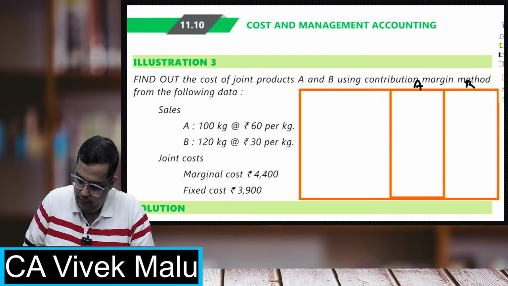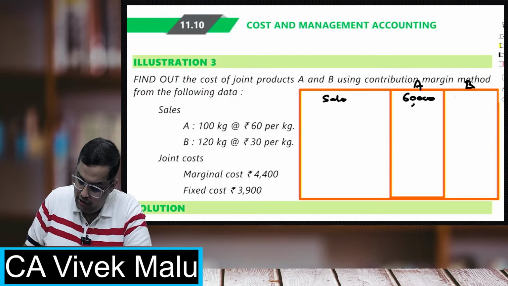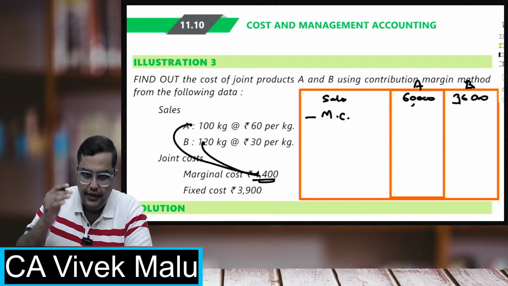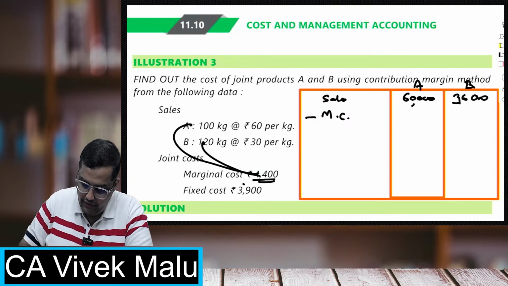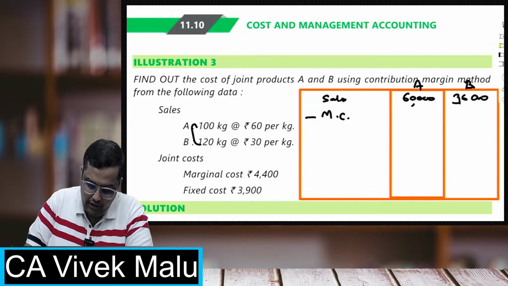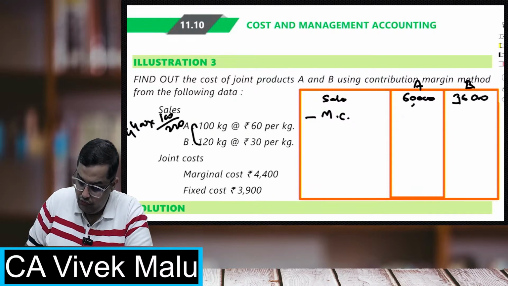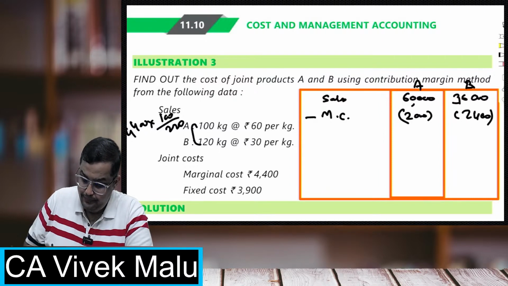A, B, sales 100 into 60, I guess 60,000. 120 into 30, that is 36,000. Less marginal cost, basically 4400 in the ratio of the kgs, 100 is to 120. So if I have to divide this 4400 in 100 is to 120, that is 4400 into 100 divided by 220. So that is 2000 for A and 2400 for B.